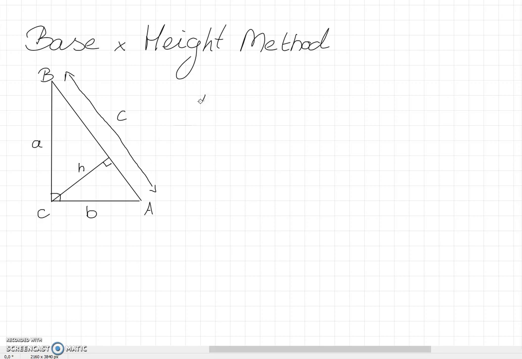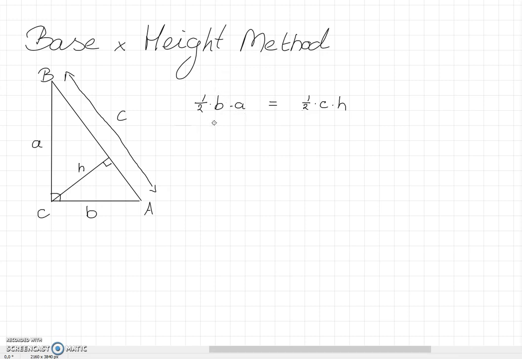Now, we know that we can calculate the area of this triangle by using base times height times a half, or a half times B times A, or a half times A times B, or a half times C times its matching height H. So the area can also be calculated by calculating a half times C times the matching height. Since it should not matter how we calculate the area, the area should not change, so these two expressions must be the same.